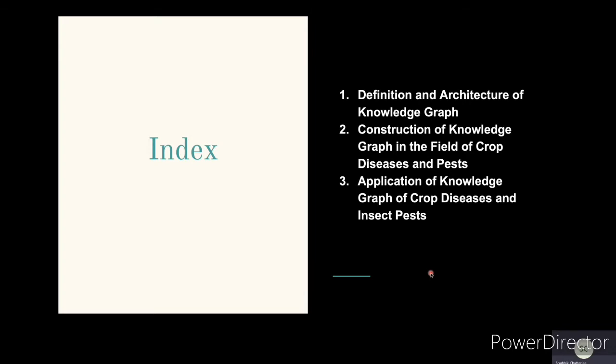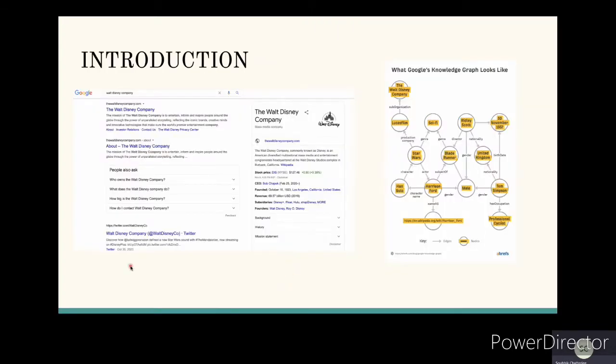So we are all familiar with Google search. These days, whenever we require information, we simply go to Google and we search for that information. For example, if I search for Walt Disney Company, this is what Google gives me, where it not only enlists the related pages, but it also comes up with a number of information parameters for the subject queried. Now, how exactly does Google do that?